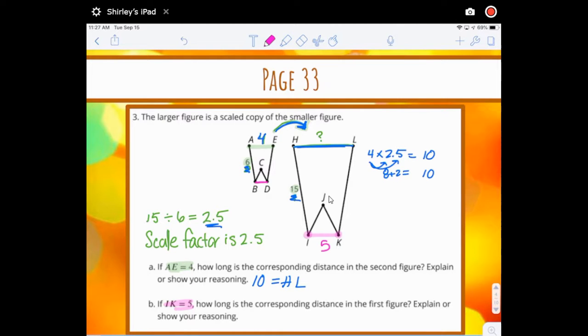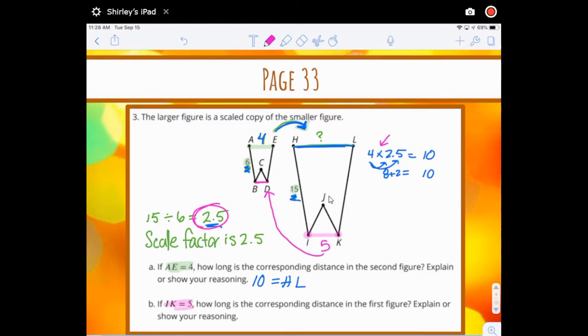I want to know what this smaller portion is. So I'm kind of doing the same thing, but now I'm moving backwards. I'm going from the bigger shape down to the smaller shape. So how do I go from a bigger number to a smaller number? Instead of multiplying by my scale factor, I'm just going to go ahead and divide. I have to use that same scale factor because it's true for all parts in my shape.